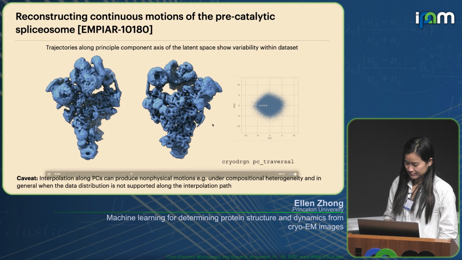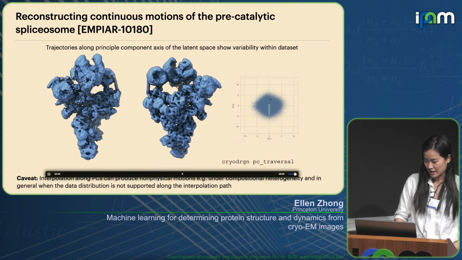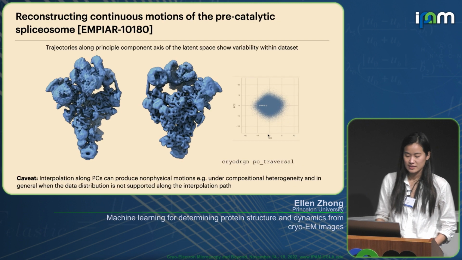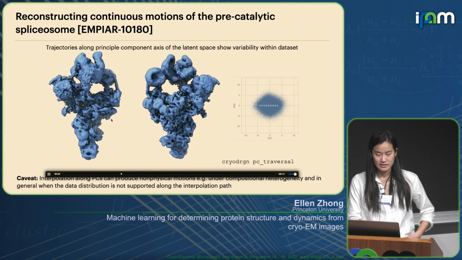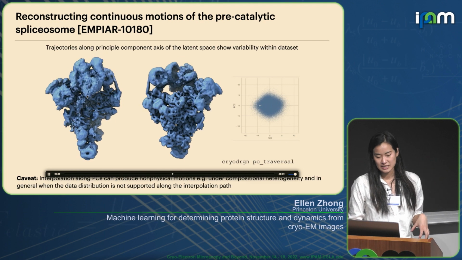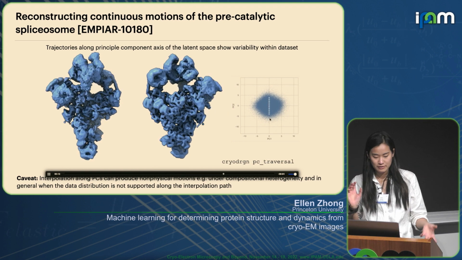So what I'm showing here are structures generated along the first and soon the second principal components of our latent embeddings. And so along this first PC, we see the same kind of large-scale variability of the SF3B and helicase subcomplexes. Along PC2, they're kind of moving in opposition.